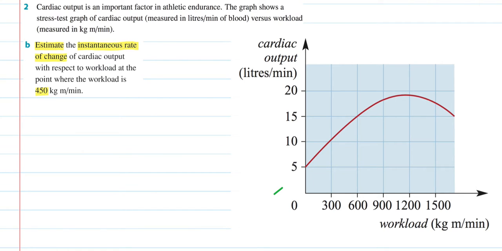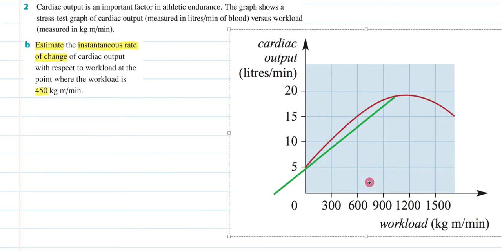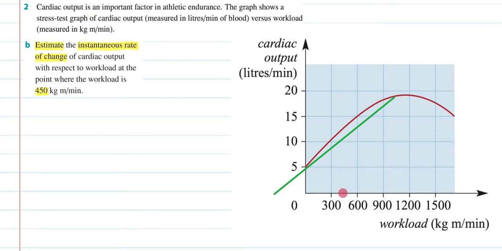Let us come here. Remember, when it's asking for instantaneous rate of change, it's really asking us to consider what the tangent is going to be at 450. Let me draw that first. 450 is going to be about here, is it not? If I draw a tangent at that point, it's going to look something like this.